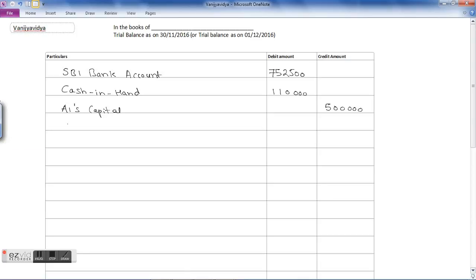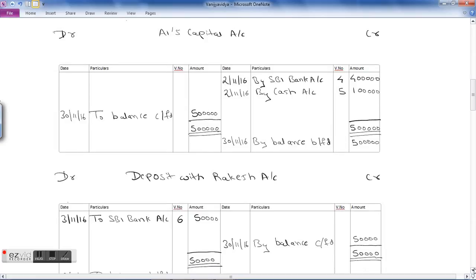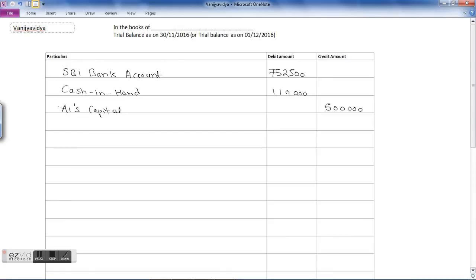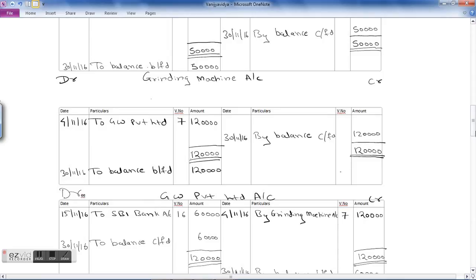Then next, deposit with Rakesh. What is the balance? Balance is brought forward on the debit side, 50,000, so it's a debit balance. Next, grinding machine account. Again, balance brought forward is on the debit side, 1,20,000, so it's a debit balance.